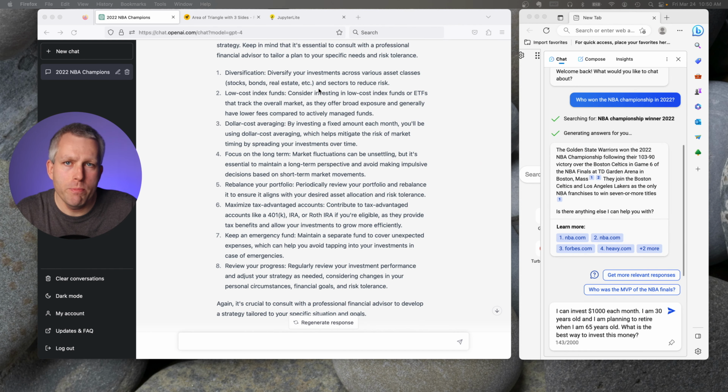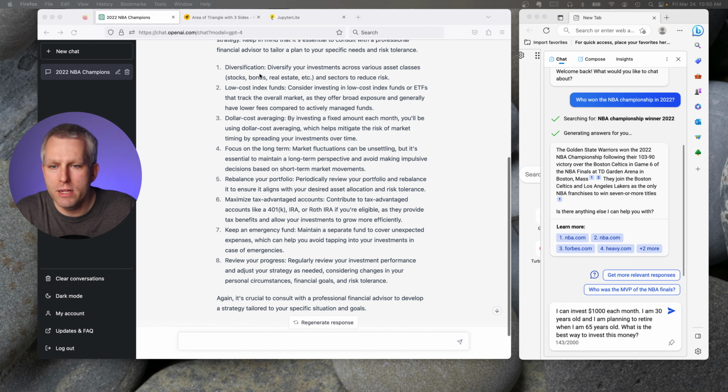But then it gives you an 8-point strategy on how to invest your money. So first is diversification, really good idea, not to have all your eggs in the same basket. Low-cost index funds, which is generally the accepted strategy for retail investors, is the best way to invest your money if you don't have time to pick individual stocks.